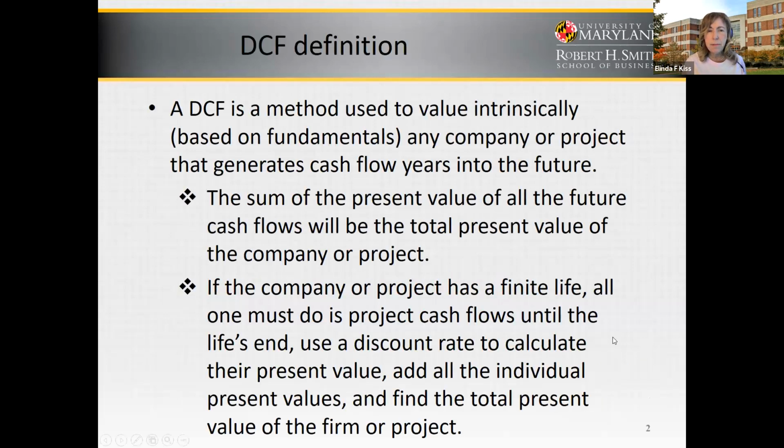The DCF method is used to value any company or project that generates cash flows years into the future. The sum of the present value of all the future cash flows will be the total present value of the company or project. If the company or project has a finite life, all you have to do is project the cash flows until the life's end, use a discount rate to calculate their present value, and add them to find the total present value of the firm or the project.